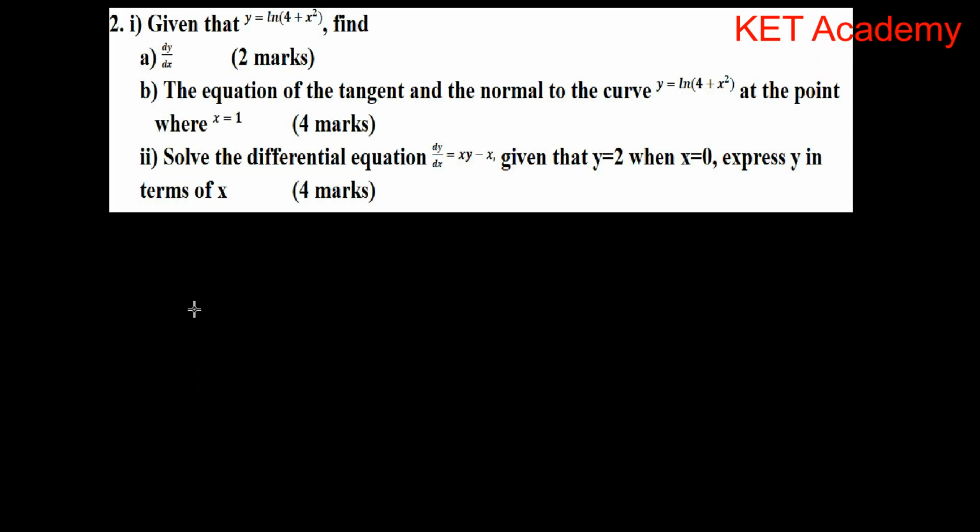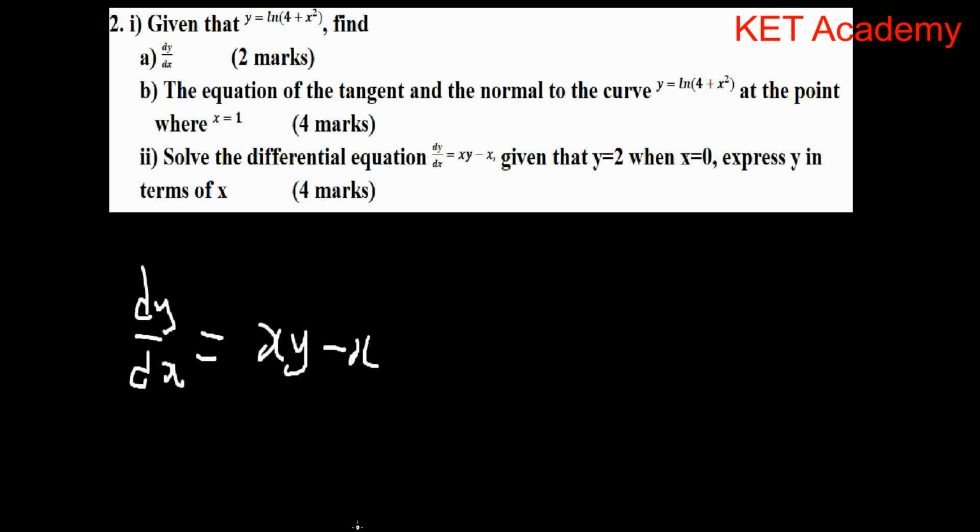So now we have equation 2. Solve the differential equation dy all over dx equals xy minus x. Given that y is 2 when x is 0, express y in terms of x. So solving a differential equation, we need to know that at this level we can use separation of variables. Whenever a differential equation is given to you of this form, dy over dx equal to xy minus x, we are going to solve it by separation of variables.